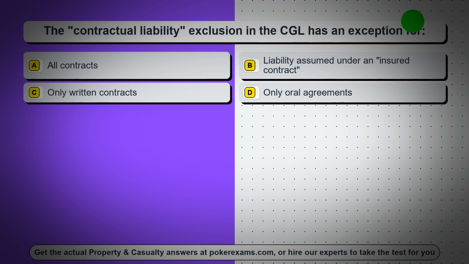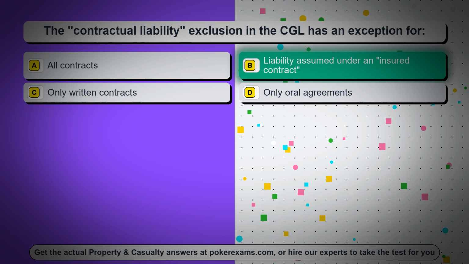Question 63. The contractual liability exclusion in the CGL has an exception for. Option A, all contracts. Option B, liability assumed under an insured contract. Option C, only written contracts. Option D, only oral agreements. The correct answer is option B.